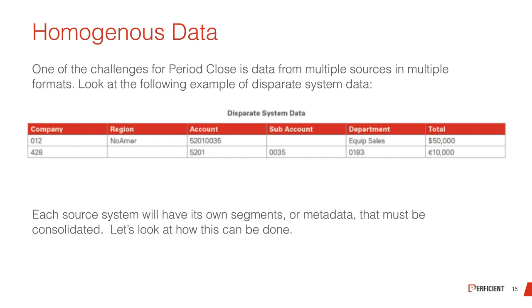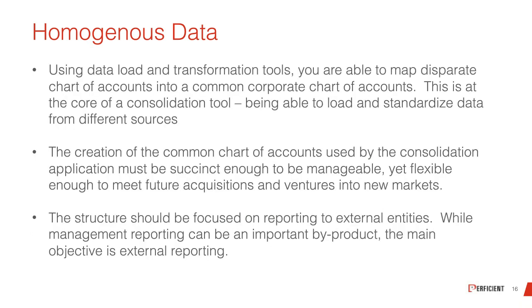So as we look at our data, it's hard coming from source systems to be able to get data into a common view. So looking at some of the applications that are available today, using this data load and transformation tools, you're able to map disparate data into a common or into a master chart of accounts that's used at the corporate level. And this is really one of the main benefits of using a separate corporate performance management consolidation tool. Being able to load and standardize your data from different sources so that you can see it all together.